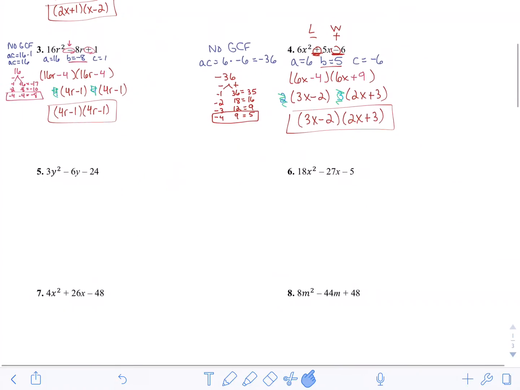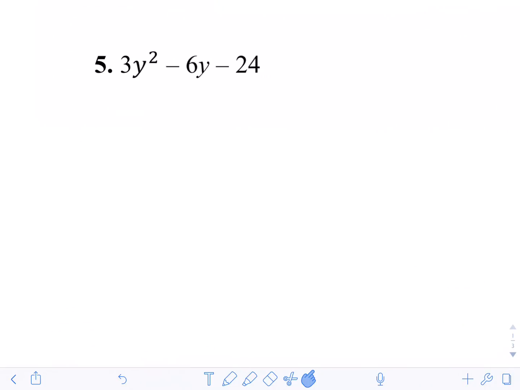All right, we're halfway done. So number 5, okay, first thing you want to do is make sure that there's nothing you can pull out. And so for this one, I actually can pull out a 3 on this one. So I'm going to write down over here my GCF is equal to 3.